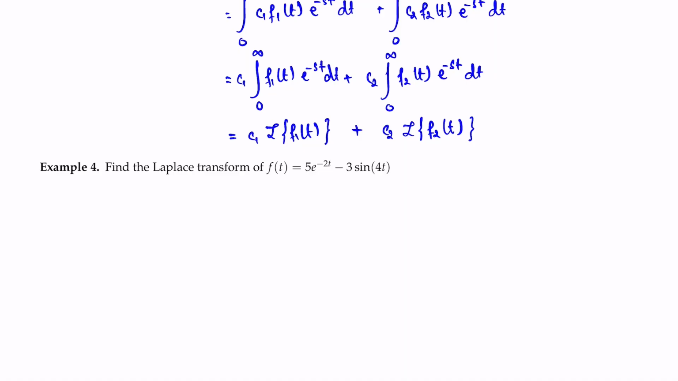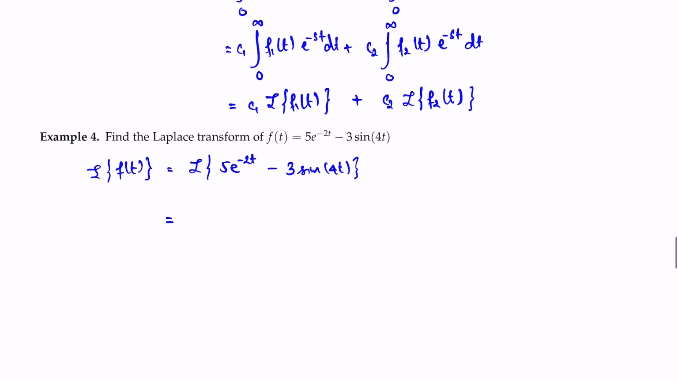You want to find Laplace transform of this function, that is Laplace transform of f(t), or this is Laplace transform of 5 times e to the negative 2t minus 3 times sine of 4t. And we use the linearity property of Laplace transform. This gives me 5 times Laplace transform of e to the negative 2t minus 3 times Laplace transform of sine of 4t. And of course, you don't want to find Laplace transform using the definition of Laplace transform. Now we have a tool, which is a table of Laplace transforms that you can just utilize.